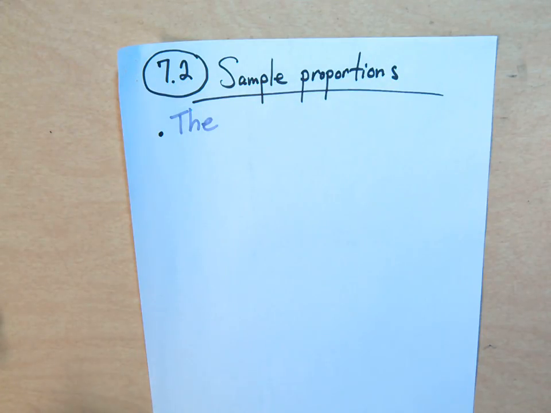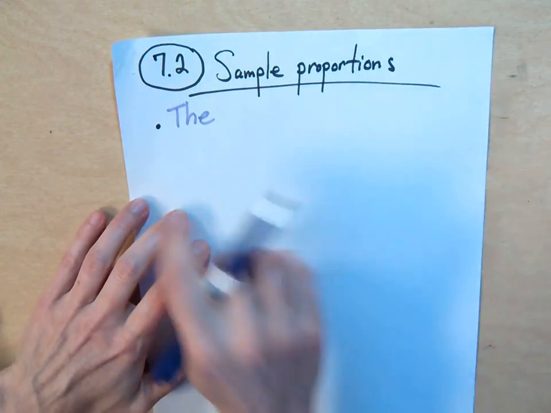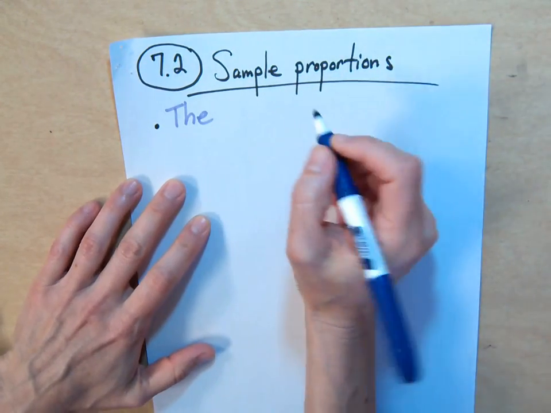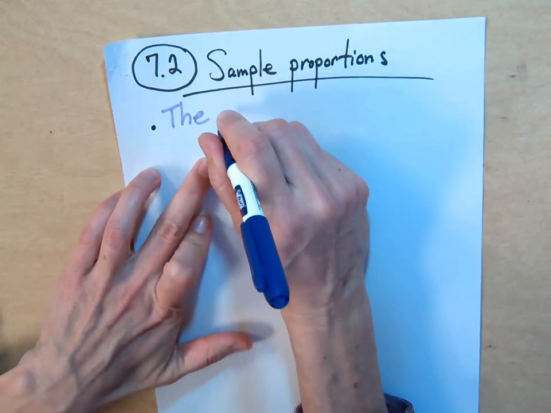Okay, section 7.2, just sample proportions. There's two formulas you need: finding the mean of the sampling distribution of p hat and finding the standard deviation of the sampling distribution of p hat. That's it. So those are our two bullet points, but I'm going to write out in words what it means and then the formula.